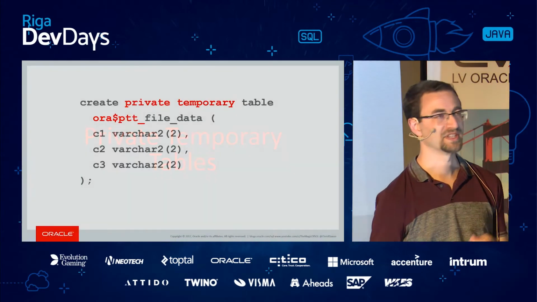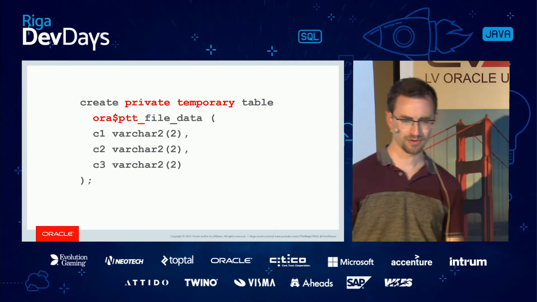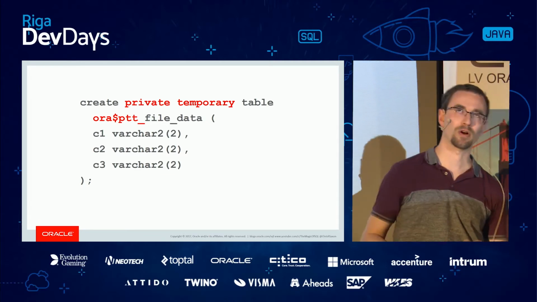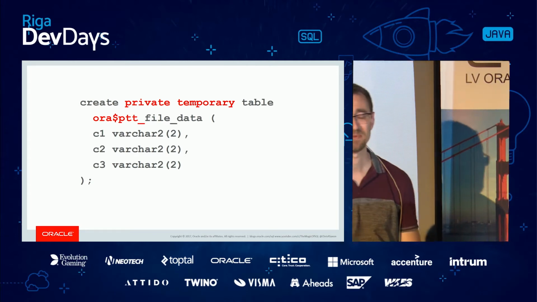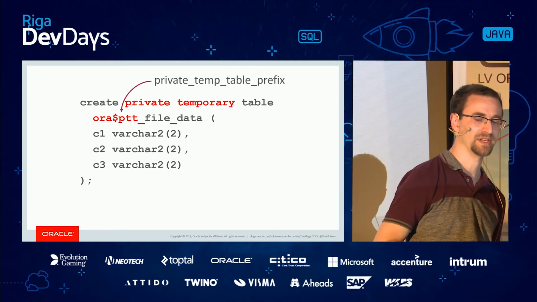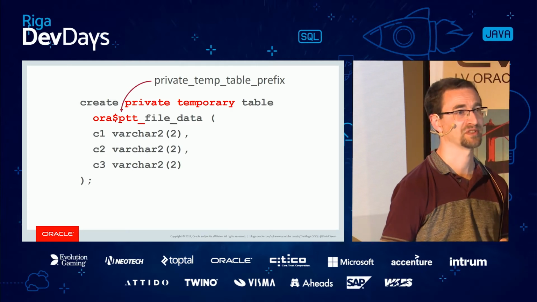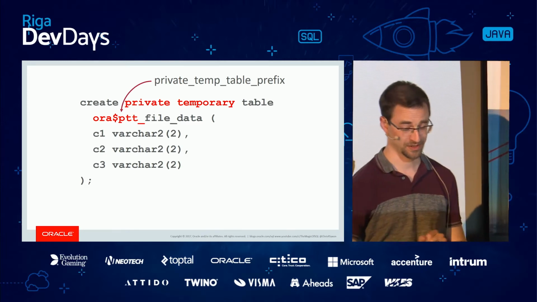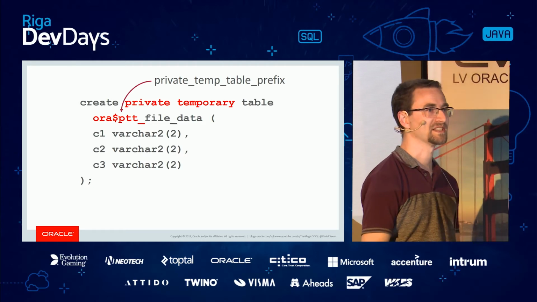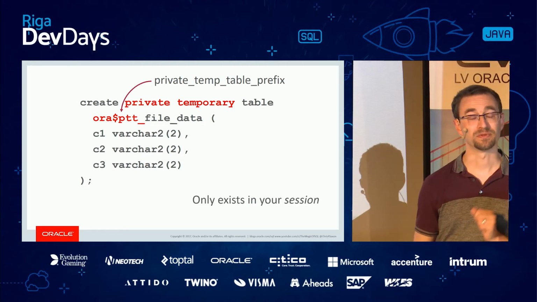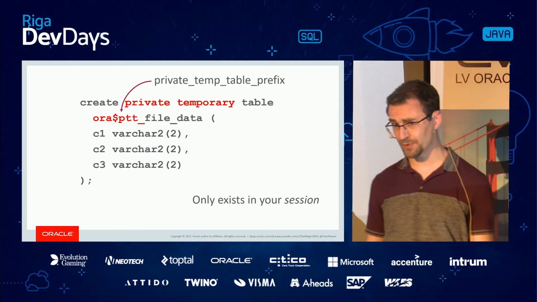And we do that with this private temporary table clause. Note this slightly cryptic ORA$PTT prefix. You have to specify this, and it has to match whatever the private temp table prefix parameter is set to. Otherwise, this just isn't going to work. Once you've done that, this definition only exists in memory and is only visible to your session. So no one else can see it.